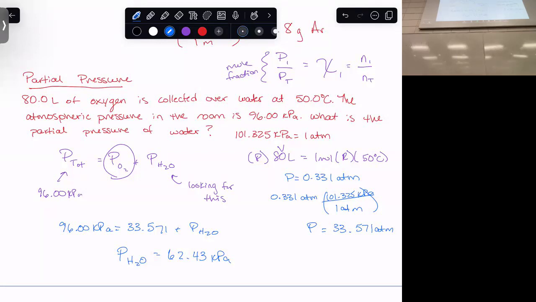Alright, so to go over this one, we're going to use PV equals nRT to find the pressure of our oxygen. We have a pressure of 33.571 ATM after we use it directly. I'm sorry, after we converted it from ATM to kilopascals, so I don't have to convert the 96. We know that 96 is our total, so then we're looking for the pressure of our water. That's what our question is asking for. So the pressure of the oxygen is going to be 33, and the pressure of our water is going to be 62 after we subtract that from the total.